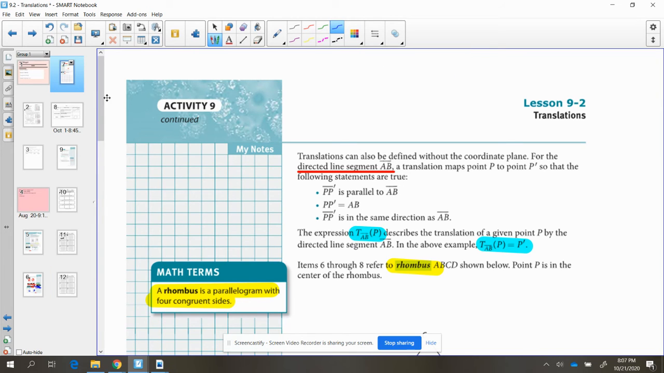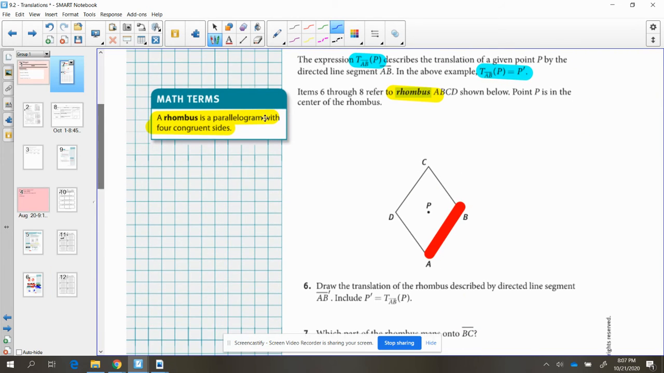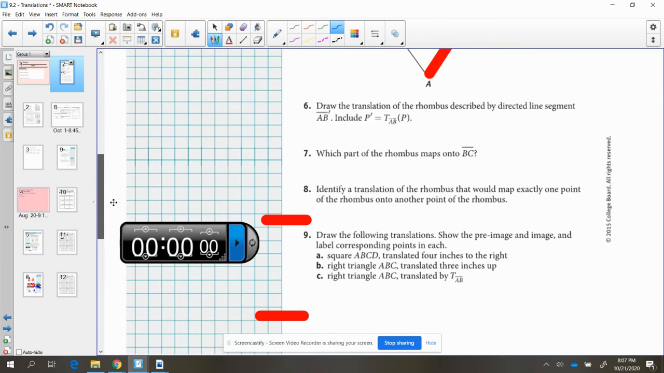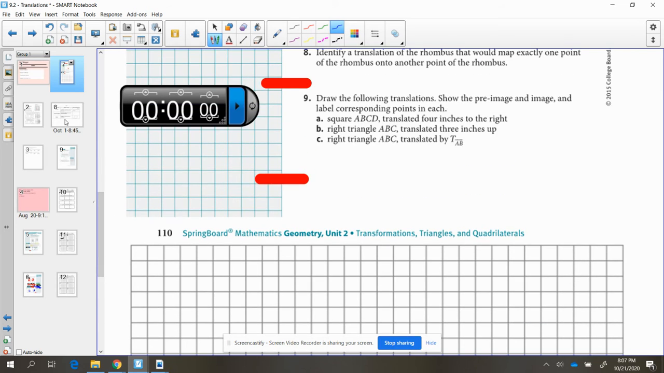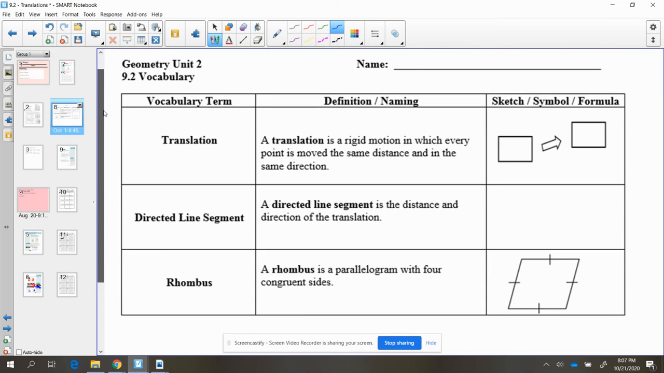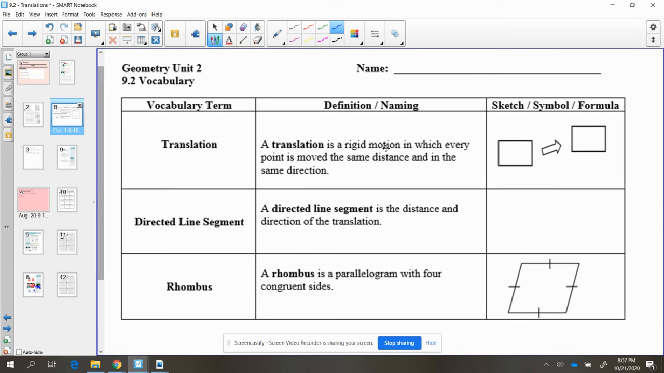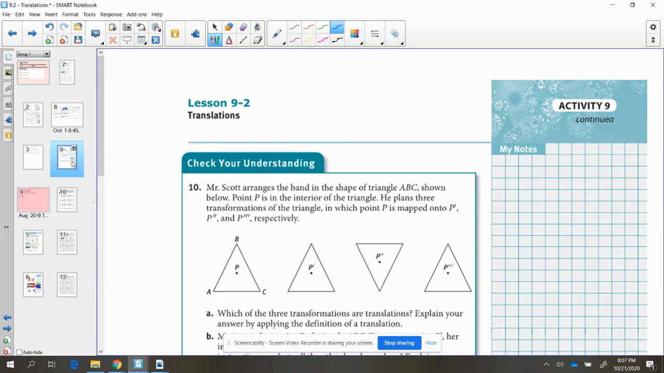All right, now we're going to kind of skip over this, although this does introduce us to the vocab word a rhombus, but we're going to deal with that much more later on in Unit 2, so we'll talk about that again there. And then just to review, which we'll talk about a little bit more in class, the big thing here is that we're talking about translations, which are rigid motions, so they're not changing the shape at all. We're just sliding is how I want you to think about the translations. It's just a slide, doesn't change the shape at all. And then the amount that it's moving in that slide is our directed line segment.